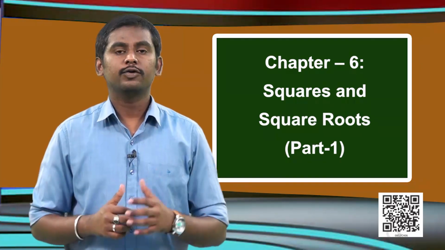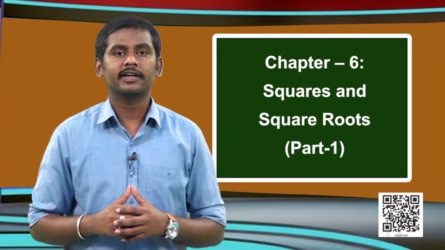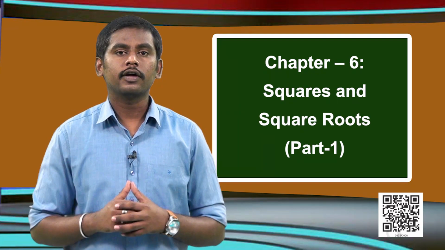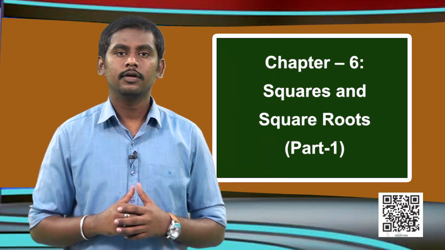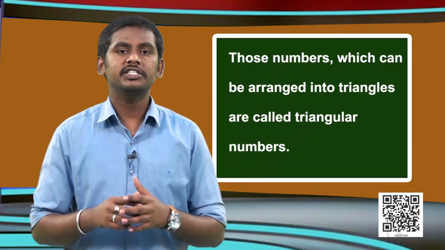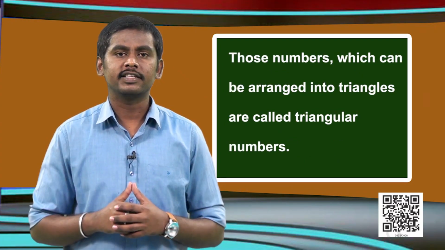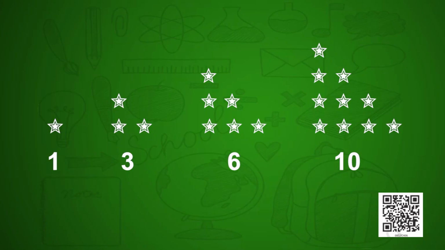Students, let us try to observe some of the very interesting patterns related to the square numbers. Firstly, we all know what triangular numbers are, isn't it? Those numbers which can be arranged into triangles are called triangular numbers. Let us look at some examples. If you look at the given figures, we have numbers 1, 3, 6, 10. We could arrange all these numbers in terms of a triangle. So, these are some examples of triangular numbers.